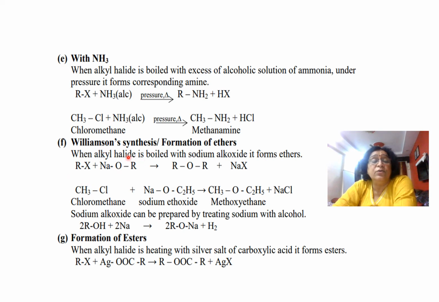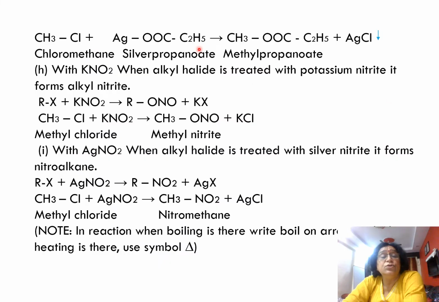Clear? What is the nucleophile here? OR minus. Alkoxide ion is the nucleophile here. Okay. Then formation of esters. When alkyl halide is reacted with silver salt of carboxylic acid, you get ester plus silver halide. Clear? So if I take methyl chloride and react it with silver propanoate, you get methyl propanoate plus silver chloride. So basically silver chloride is formed, and the propanoate reacts with methyl and forms methyl propanoate, which is an ester.